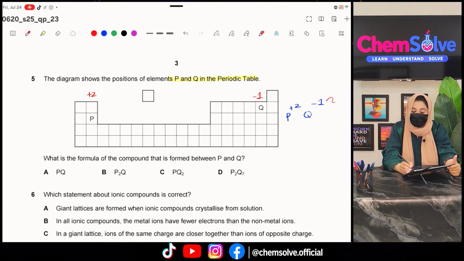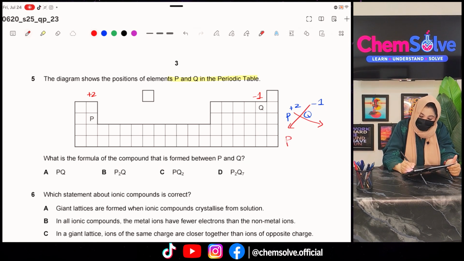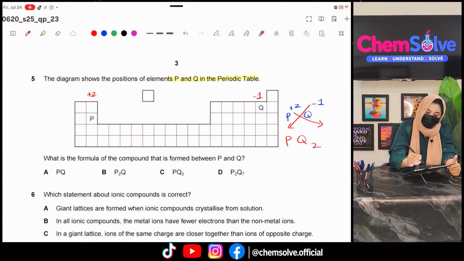When we have to form the compound, the charges come down like this. So P would be 1, no need to write it, and Q would be 2. Did you understand? This one will come here and this 2 will come here. So it is PQ2. So the correct option is option C.